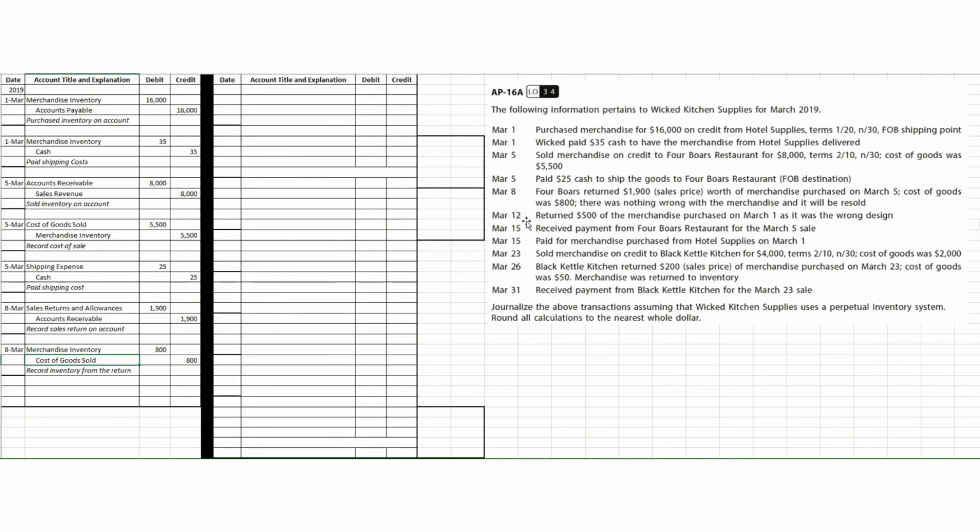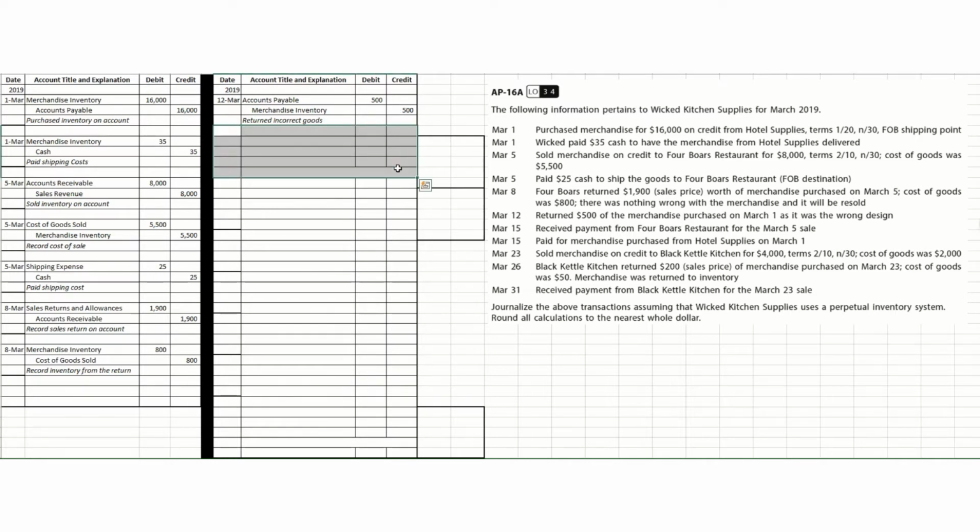March 12th, we returned $500 of the merchandise purchased on March 1st as it was the wrong design. We have not paid this invoice yet. So therefore, on this date, March 12th, we need to reduce our accounts payable because we owe less to our vendor, a $500 debit to AP, and a reduction in our inventory for $500 because we have less to sell now.